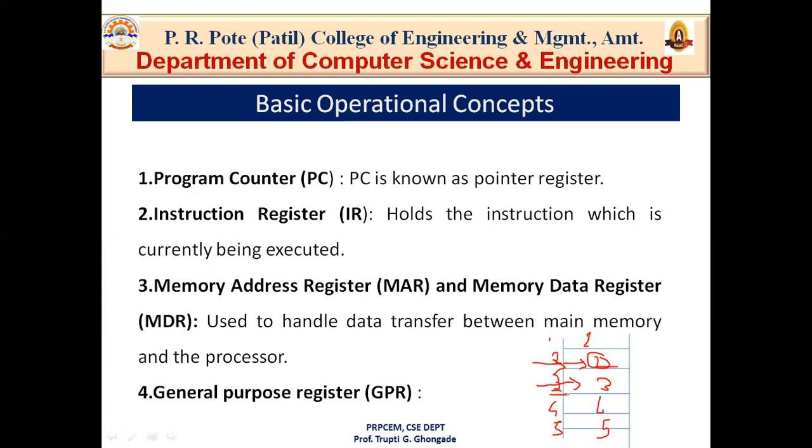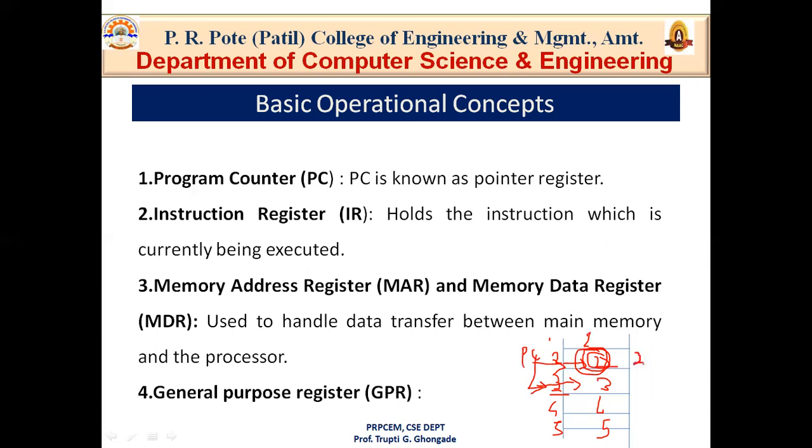The next special purpose register is IR, that is the instruction register. This instruction register holds the instruction which is currently being executed. It means that, look here, your PC is pointed here, memory location 2. Now you are executing the current instruction stored at memory location 2. At that time your PC will point to the next memory location, but this instruction is held by the IR, because IR holds the instruction which is currently being executed.